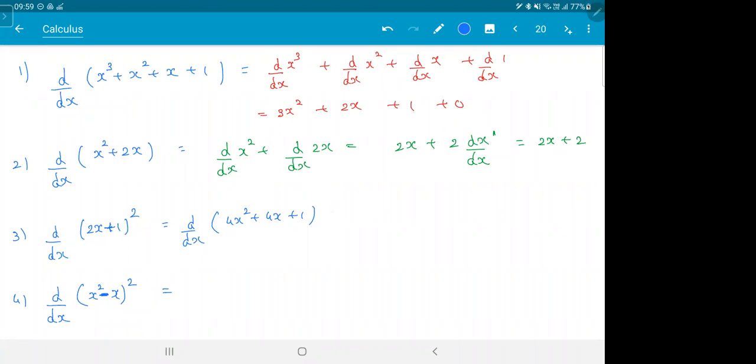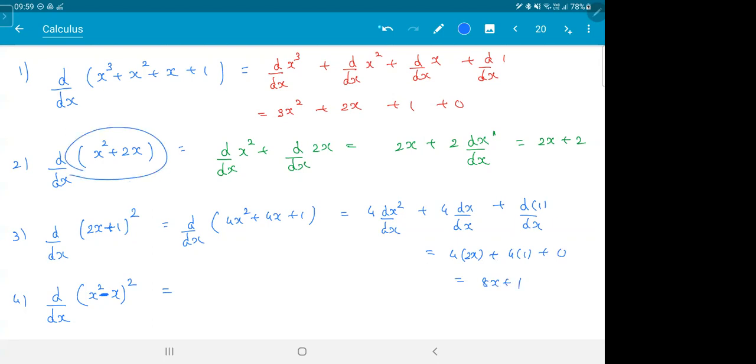So the third one, the answer would be 4 dx square by dx plus 4 dx by dx plus d1 by dx. I really don't want you guys to write all this actually. Starting, you're doing it, it's okay, but later on you should skip all this. You should just see this and tell the answer, 2x plus 2. You should get comfortable with that.